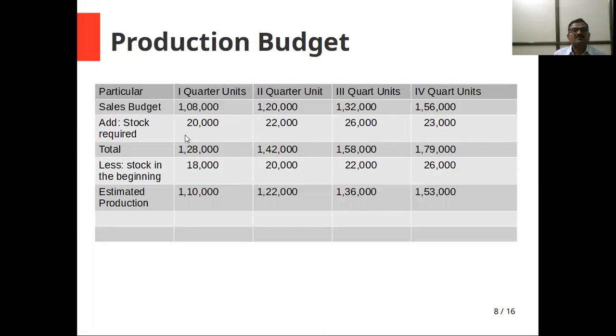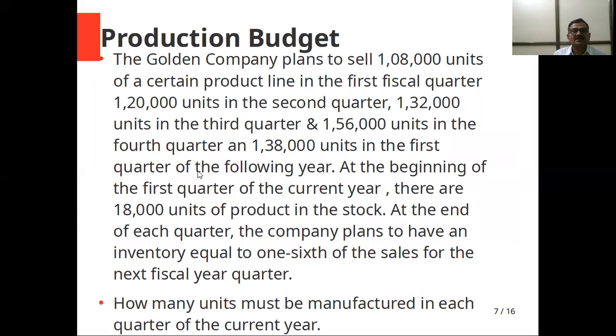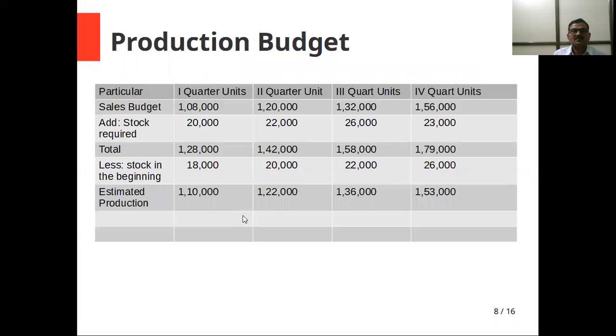So these are the stocks we require, which we have already calculated as 1/6 of the next fiscal quarter. So 1,08,000 plus 20,000 is 1,28,000. Less stock in the beginning, 18,000. This figure is already given in the example, 18,000 units of the product in stock. So 1,28,000 minus 18,000 is 1,10,000. Then second quarter, 1,20,000 plus 22,000 equals 1,42,000.